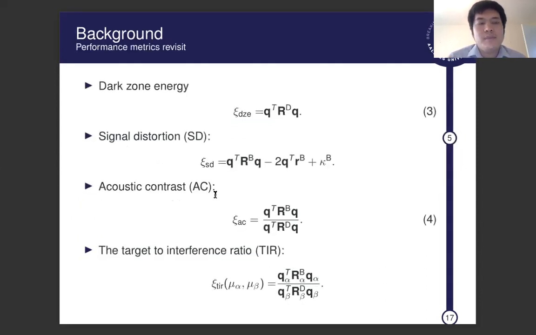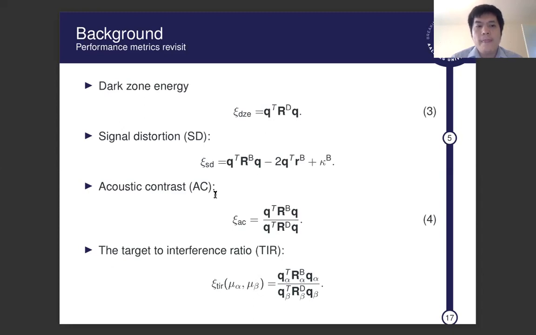There are some performance metrics defined in sound zone control. One is called dark zone energy. The second one is called the signal distortion. It measures the difference between the desired signal and the reproduced sound signal.